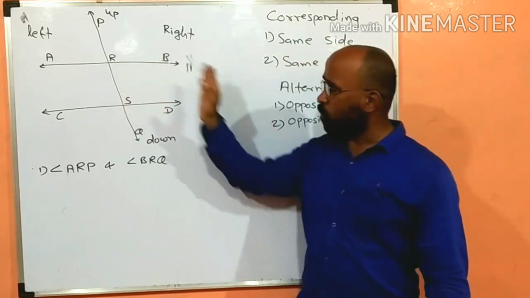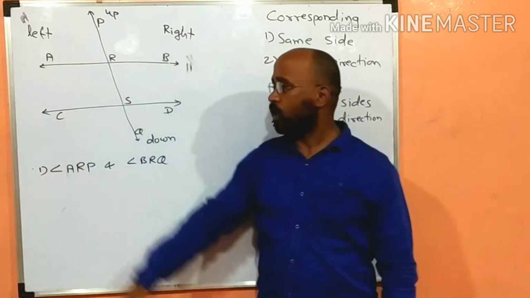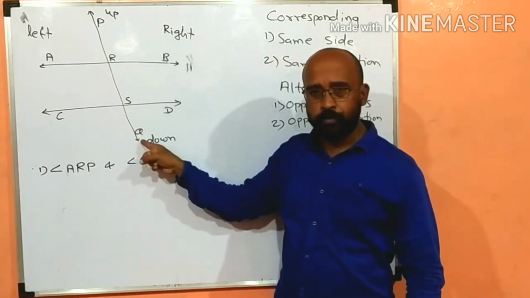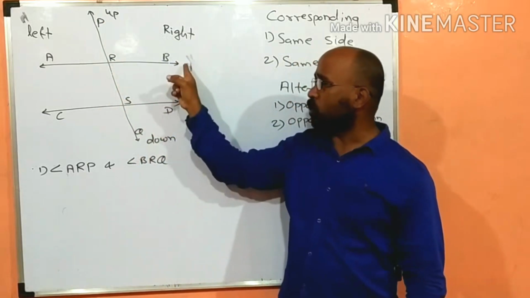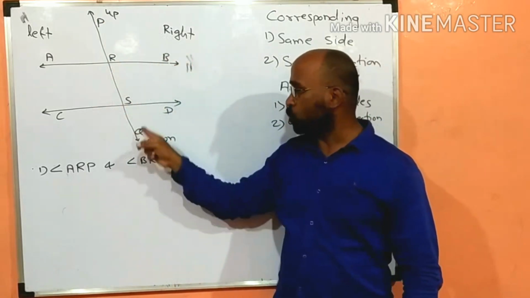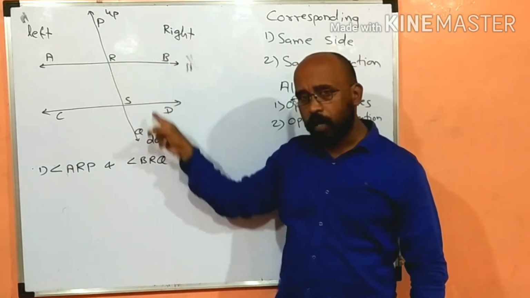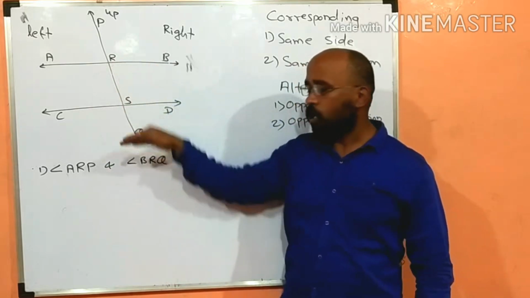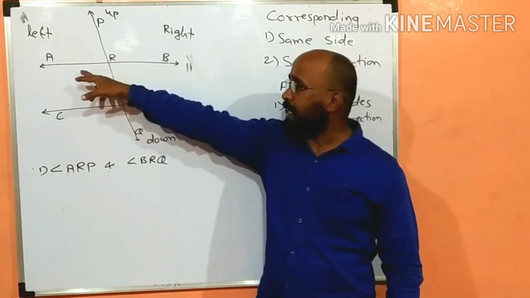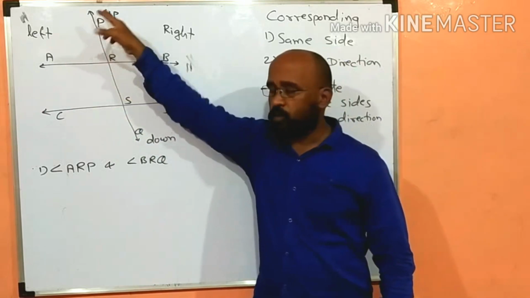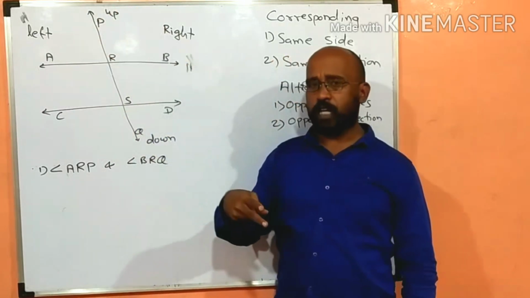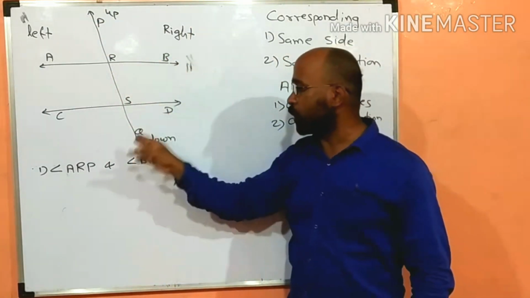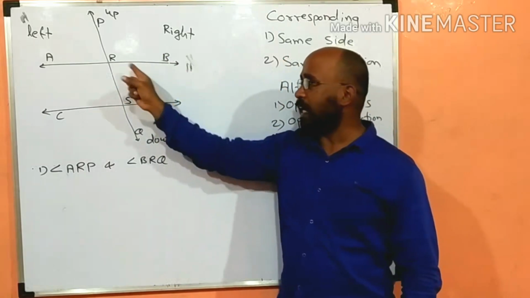Is it on the opposite side of angle ARP? Definitely yes. Now let us see the direction of BRQ on the transversal. The transversal is PQ. Angle BRQ has two arms, one is arm RB and one is arm RQ. Among these two arms, RQ is part of the transversal. And what is the direction of RQ? RQ is going towards down. And in case of ARP, RP is part of the transversal which is going up. Means both conditions are meeting here: opposite sides and opposite direction. So can we say that BRQ is an alternate angle of angle ARP?